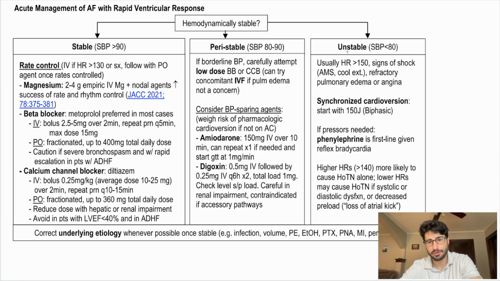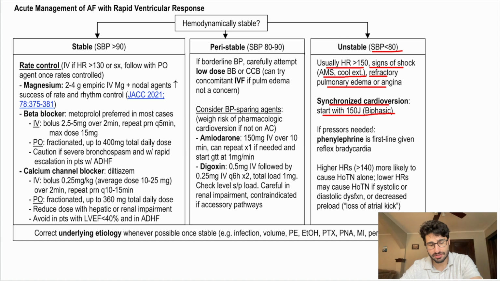Unstable patients are going to have a systolic blood pressure less than 80. These patients are characterized by a heart rate typically greater than 150 beats per minute, hypotension, and signs of shock like altered mental status, cold extremities, refractory pulmonary edema, or angina. So in these patients, immediate synchronized cardioversion is going to be the first-line treatment. The recommended starting energy is 150 joules using a biphasic defibrillator.